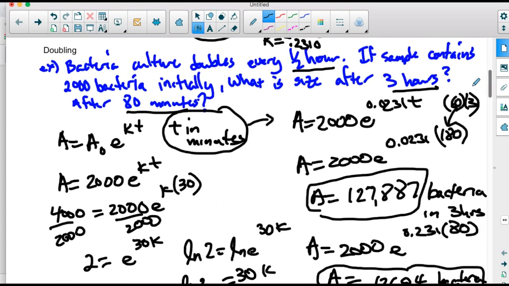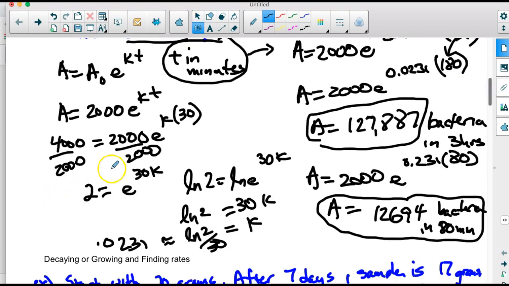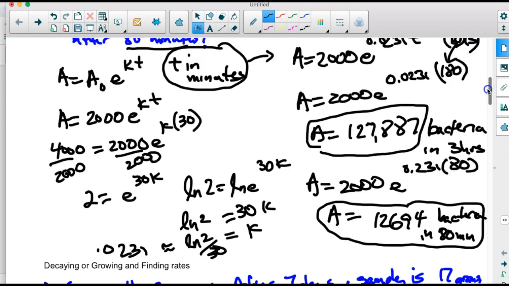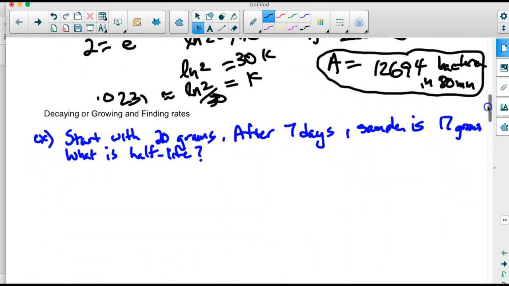Okay, so I'm using the same equation over and over again. We have an initial value that we use, and we have a doubling or half time, so that we can figure out what our continuous growth rate is.